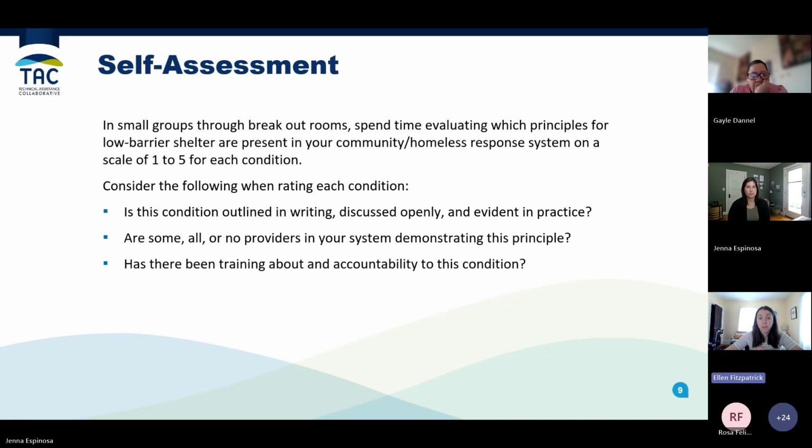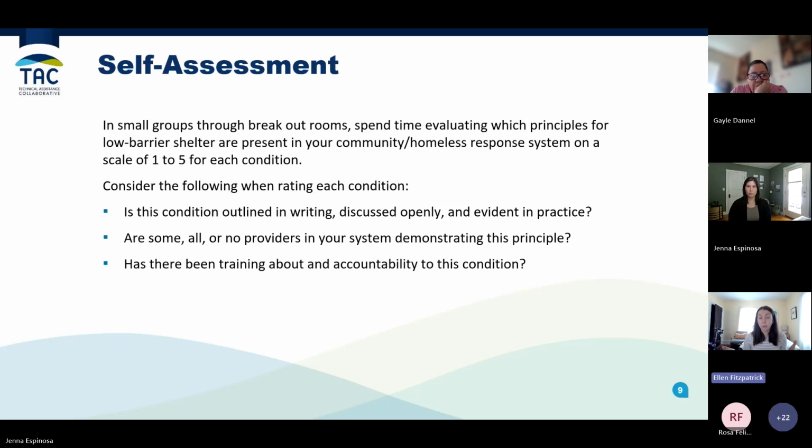We are gonna move into breakout rooms for a couple of minutes to have some conversation about what things look like in Rhode Island right now. So if you're thinking about those principles that are really essential, that have to be in place in order to operate low barrier shelter in a community or an organization, doing a little bit of a self-assessment to gauge, like, what does this look like in Rhode Island right now?